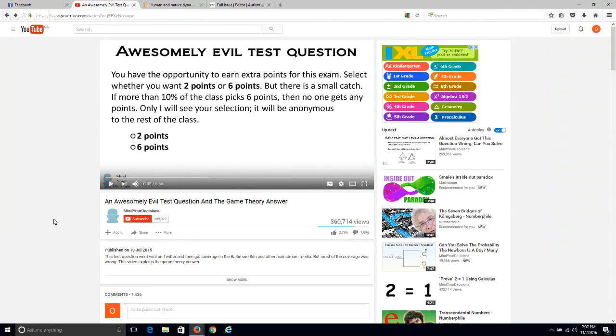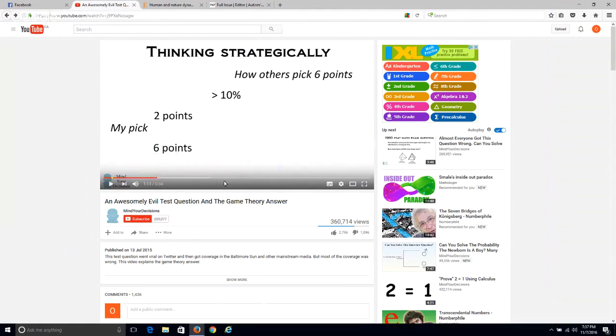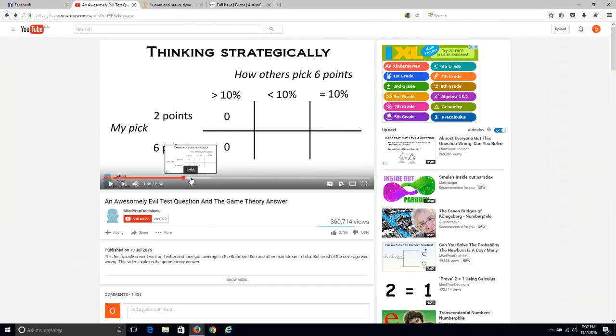Now, the game theory, basically they ask whether you should pick 2 points or 6 points from a more rational standpoint. Now, here's where it gets interesting. Basically, they propose in this video that, well, let's take a look at the actual values. If greater than 10% pick 6, you get nothing if you picked 6 points. And if you pick 2 points, you get 2 points. And if less than 10% pick 6, then you pick 6 points and you get 6 points.